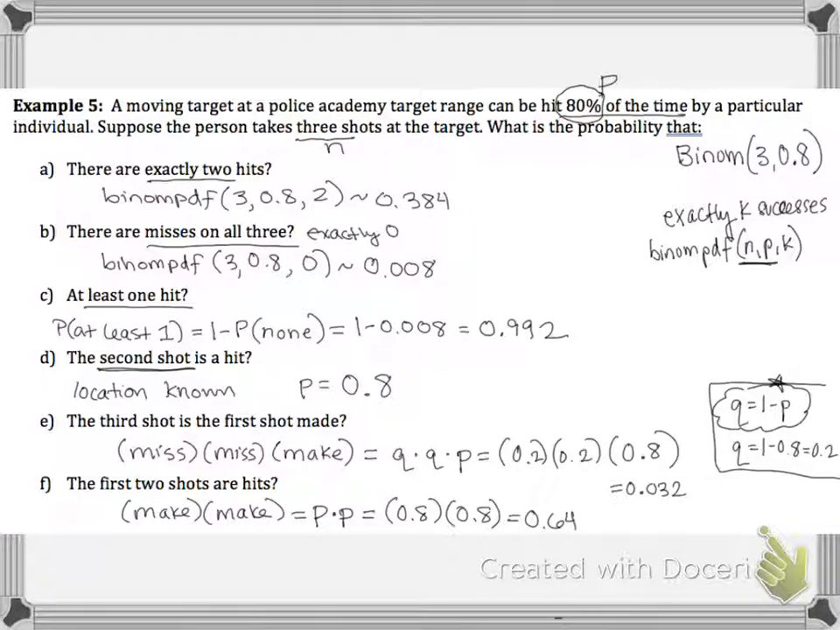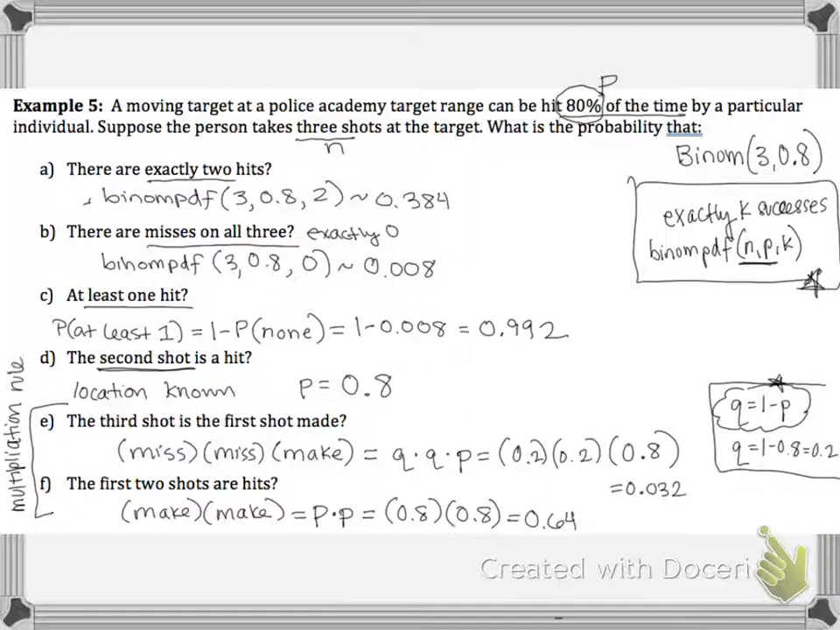Okay, so that's my first example, but we only used the binom PDF. And in these cases, this is actually the multiplication rule. I totally spelled that wrong, but it's the multiplication rule right there.